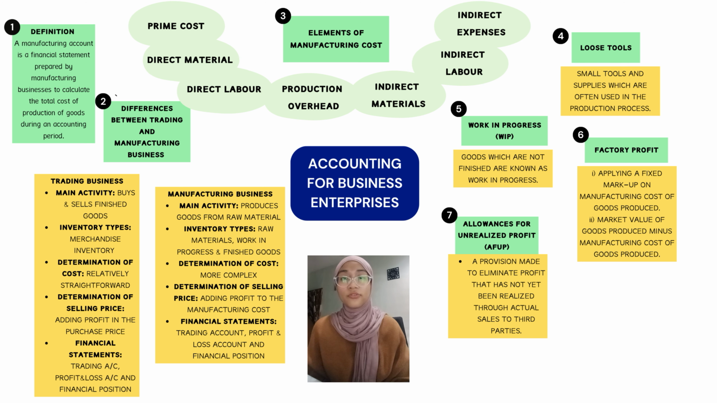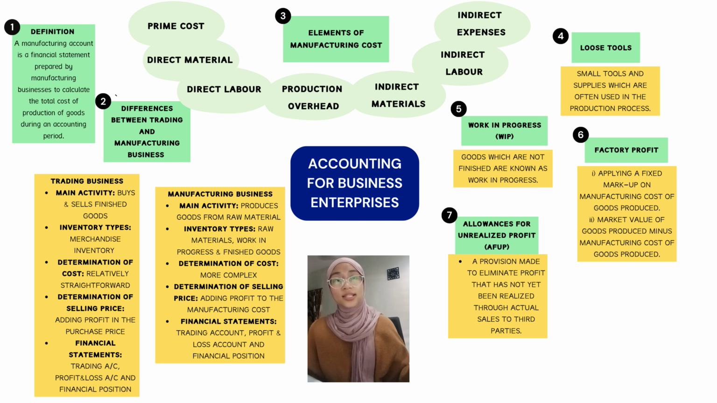On the other hand, manufacturing businesses produce goods from raw materials. They have three inventory types, which are raw materials, work in progress (WIP), and finished goods. The cost determination is more complex because it needs to account for raw materials, labor, and overhead in the production of finished goods. The selling price includes profit added to the manufacturing cost. The financial statements include a manufacturing account with the trading and profit and loss accounts.